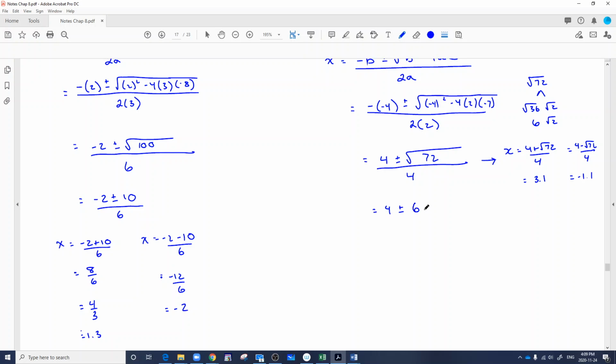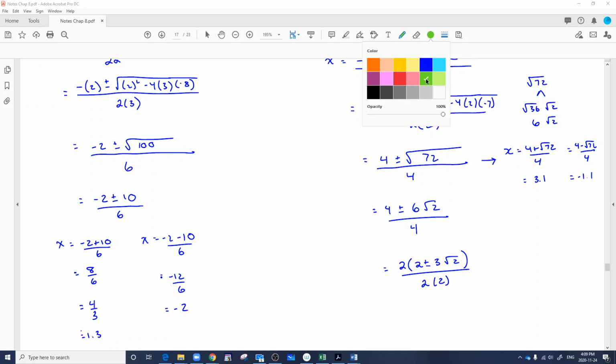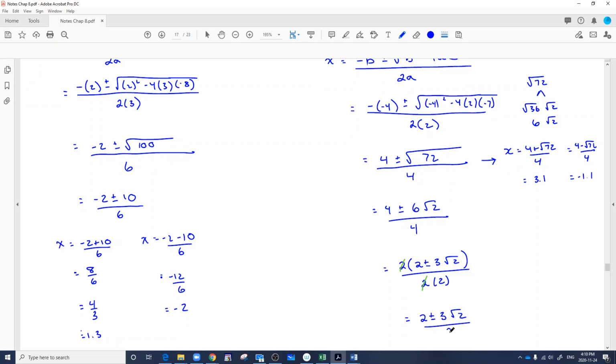So I'm going to plug in here 6 root 2 divided by 4. You can either divide both terms by 4, or you can look to see what is a common factor, and I can pull out a 2. So if I greatest common factor out a 2 from the top, I'm left with 2 plus or minus 3 root 2, all over, and I can greatest common factor out a 2 from the bottom as well, or I can factor 4. Then, because these are now factors, I can simplify the 2s. And I'm left with 2 plus or minus 3 root 2 all over 2.